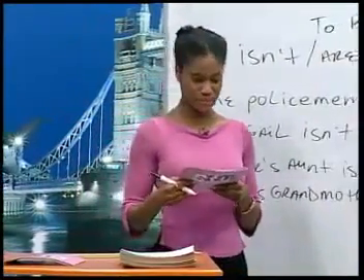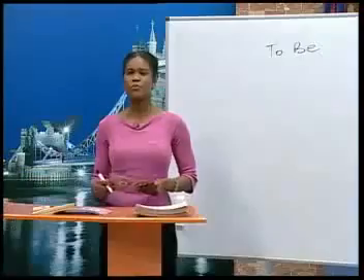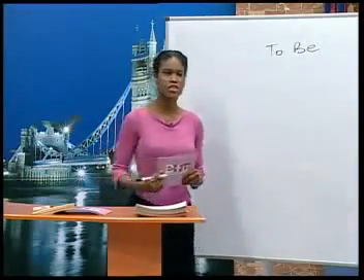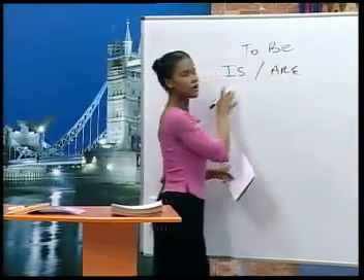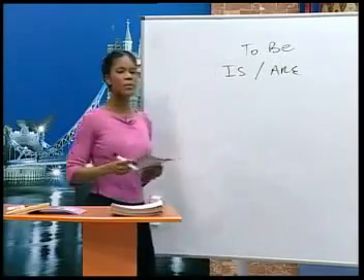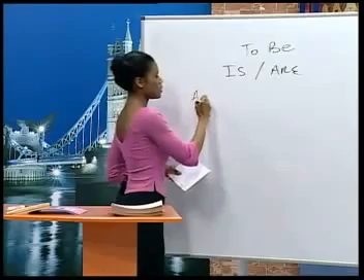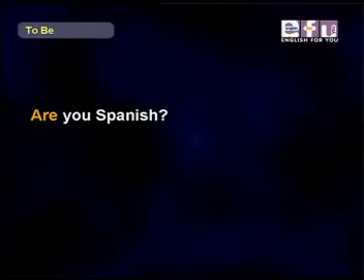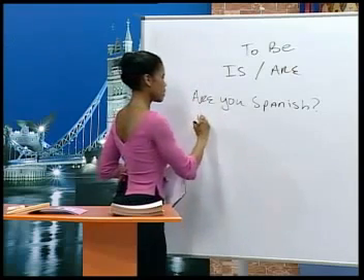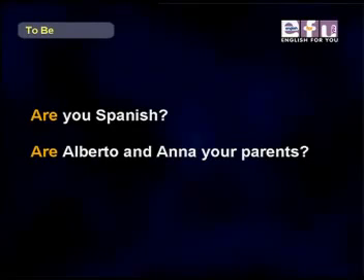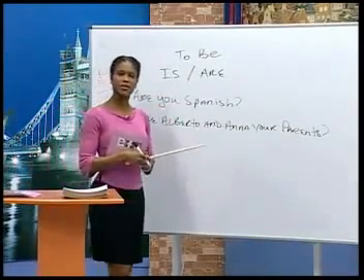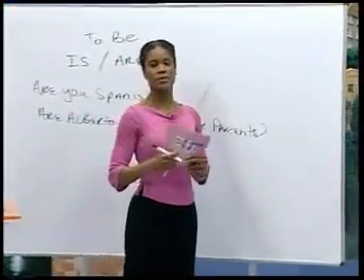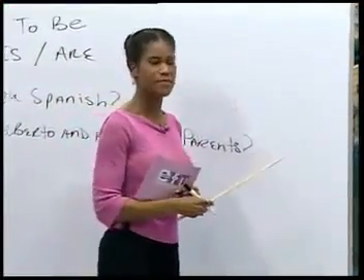Great job, everyone. Now, we can ask questions for more information by beginning the question with is or are. Is or are. Remember when I asked Sylvia, are you Spanish? I also asked Sylvia, are Alberto and Anna your parents? All right, let's look at the monitor to remember how to form questions. And remember, there are 2 ways to form a negative answer.